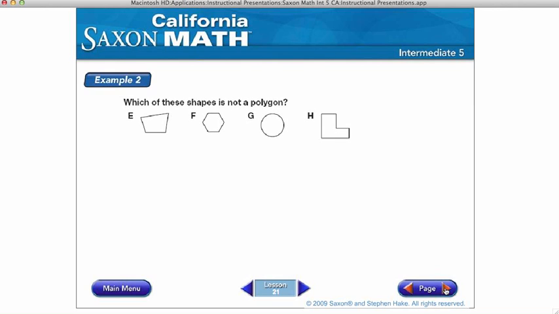All right, example 2. Which of these shapes is not a polygon? Remember that a polygon is a closed shape made from line segments. So it must have straight lines. So as long as all of the lines are straight, it is a polygon. So G, being a circle, is not a polygon. All of the other shapes are made from straight line segments.